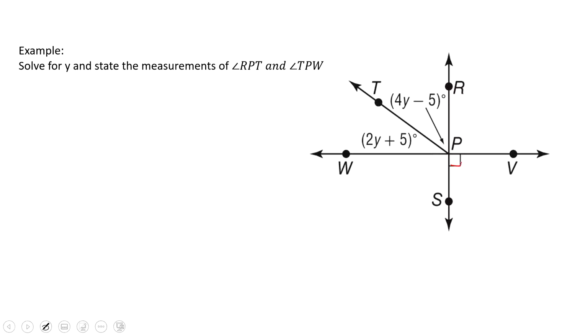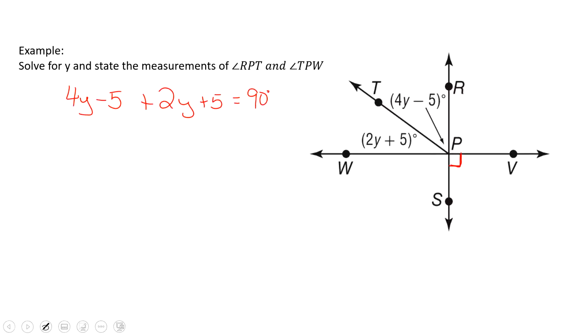We see that we have perpendicular lines with the right angle box. So that tells me all 4 of those angles are 90 degrees, which tells me my 2 angles with the measurements there have to equal 90. So it's just a simple matter of 4y minus 5 plus 2y plus 5 equals 90 degrees. We'll combine our like terms.